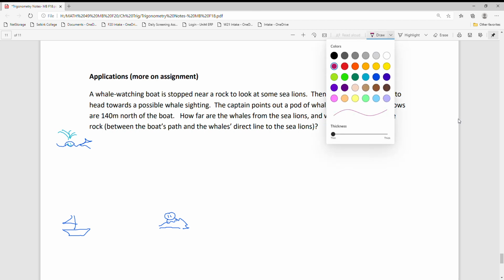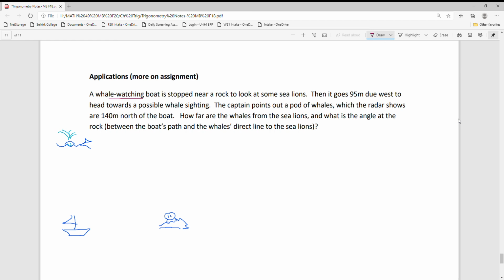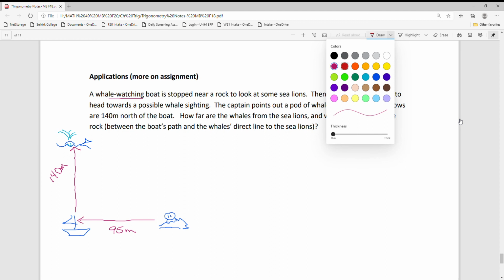The question says that there is a whale watching boat that initially stopped near some rocks looking at some sea lions. Then it's going to go 95 meters due west to head towards a possible whale sighting. The captain's going to point out a pod of whales, which the radar shows are 140 meters north of the boat. It says then, how far are the whales from the sea lions, and what is the angle at the rock between the boat's path and the whale's direct line to the sea lions? So we want the information about sea lions to whales.